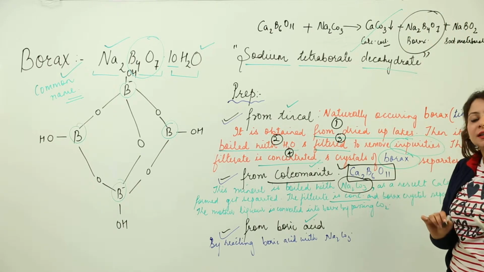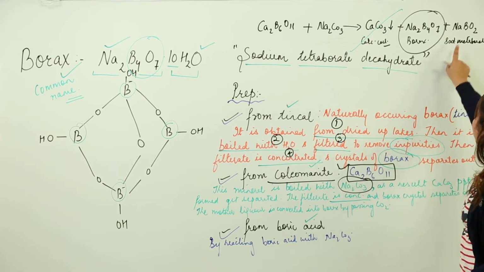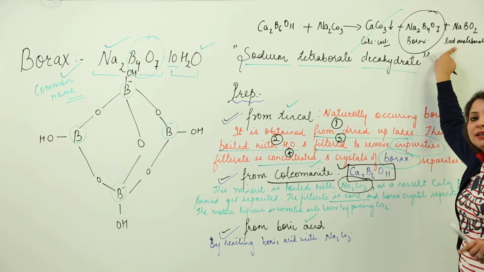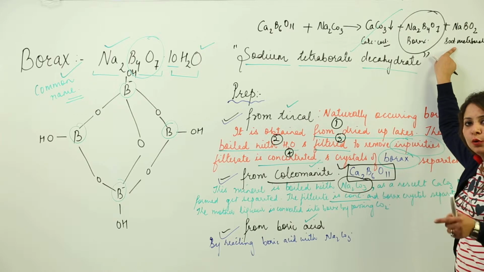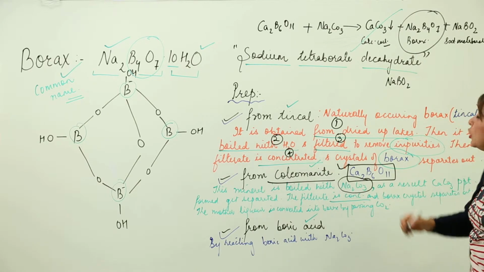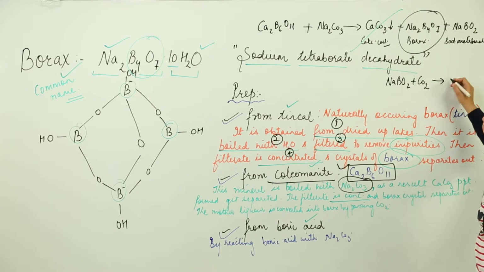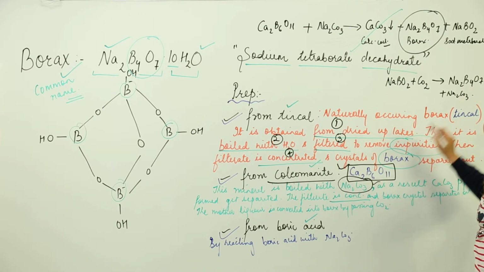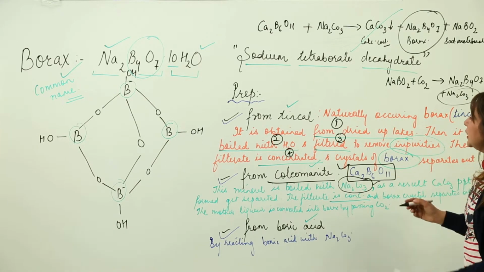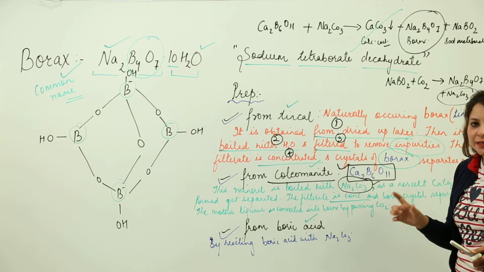Now, we have extracted the crystals of borax, but we are left with the mother liquor, which contains sodium metaborate. We can also convert this mother liquor containing sodium metaborate into borax. How? We pass carbon dioxide gas through it, and it gets converted into borax. Along with that, you get Na2CO3 regenerated. So this is how you can obtain borax from the mineral colemanite, Ca2B6O11.